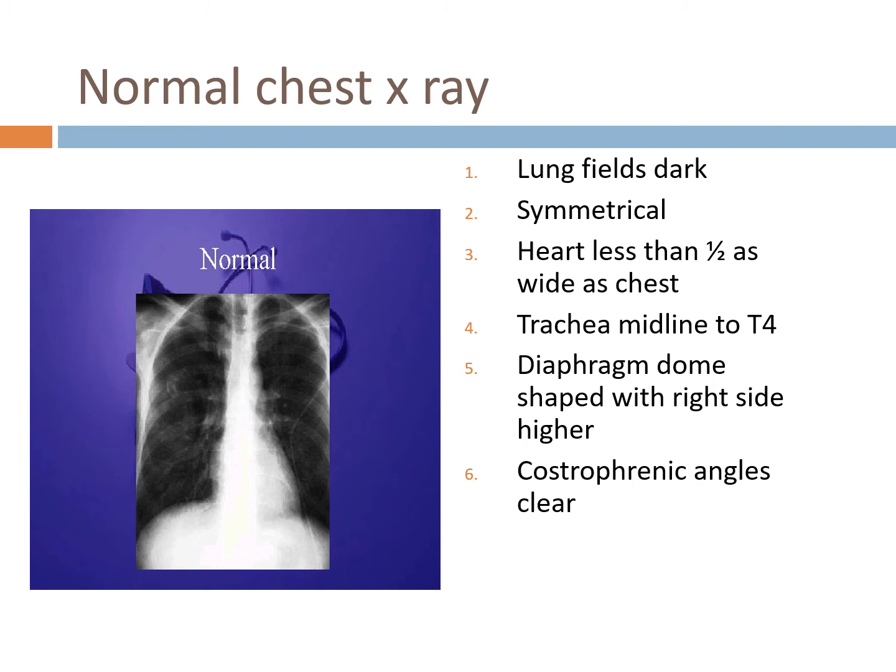So here is a picture of a normal X-ray where our lung fields are dark, it's symmetrical. Your heart then is less than 1/2 as wide as your chest. Okay, so if it's greater than 1/2 as wide, as we mentioned before in those previous films, then it could be CHF. Your trachea is midline down to T4. Your diaphragm dome is a little bit higher on your right than on your left because of your liver. And you have a good costophrenic angle. It's hard to see a little bit on that left side because the picture's kind of cut off.